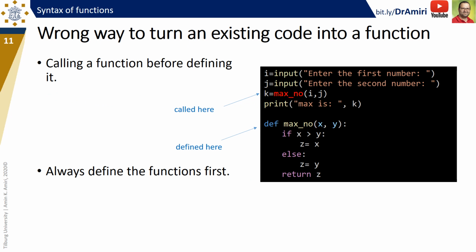In developing the functions and calling them, you need to make sure that you call the function after defining that function. In this case that you see, the function maxNO is called in the third line. However, the function is defined in the fifth or sixth line. That creates an error because the function is not defined. You cannot use it. The Visual Studio Code will return a syntax error. So always define the functions first.